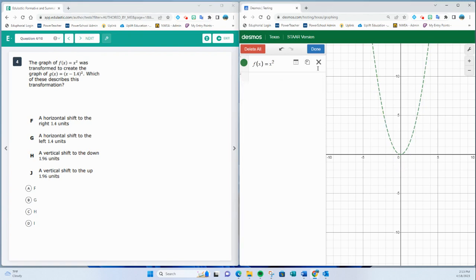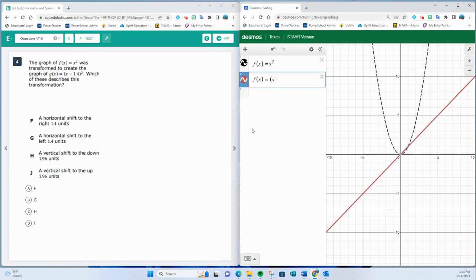This is going to be the same idea. So here I have my parent function, f of x equals x squared. And you can even just keep it consistent and always have this one be dotted. And now I'm going to draw or make my new function, f of x. Well, I'm just really taking that x squared and I'm now going to transform it.